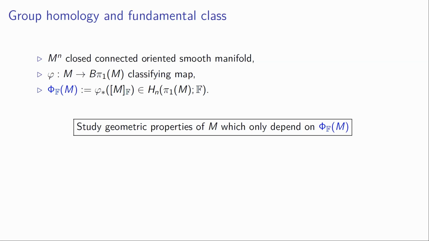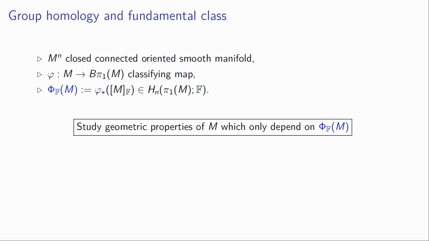in the homology of B pi_1 of M, which we saw is the group homology of the fundamental group of M. So it's H_n of pi_1 of M with coefficients in F. That's a class which is attached to any closed connected oriented smooth manifold M. Of course, it may have some naturality properties, but we can just consider this class as a sort of characteristic class of our manifold of a special nature. And this class, by definition, lives in the group homology of the fundamental group.